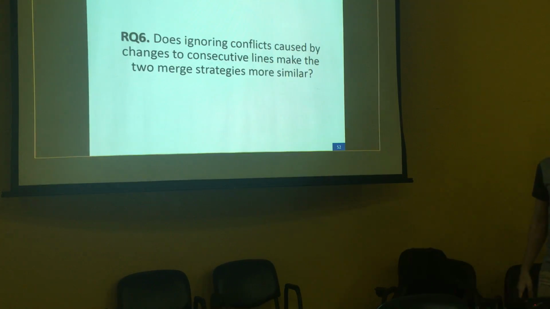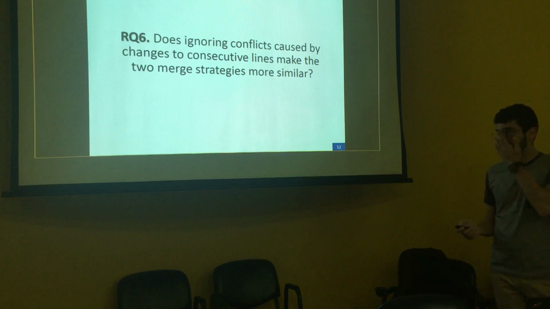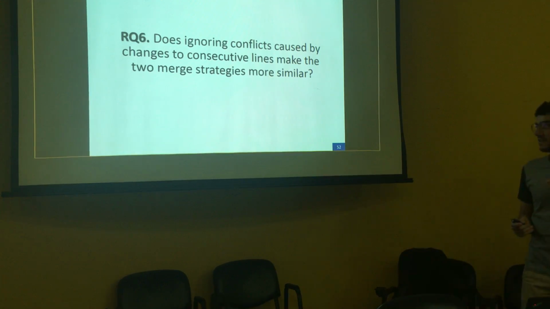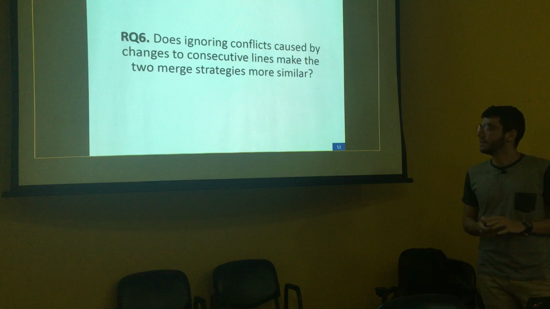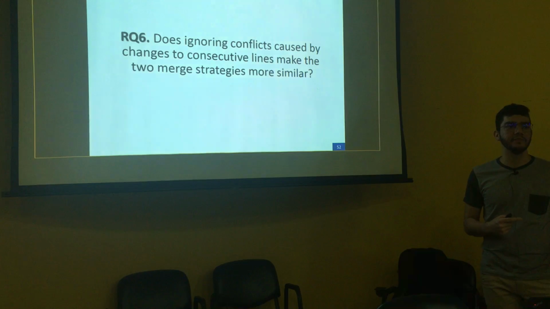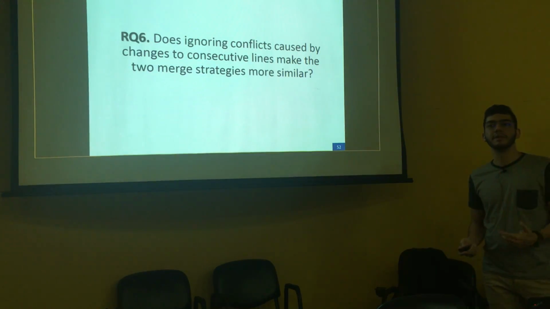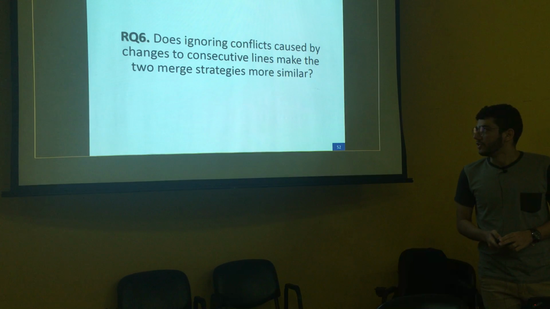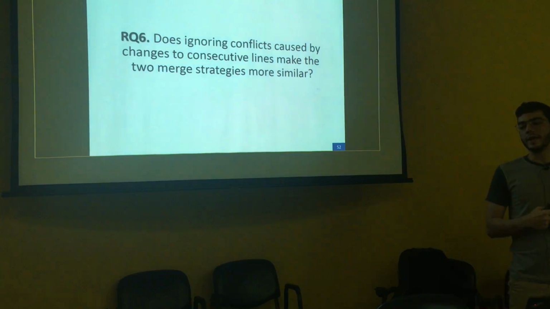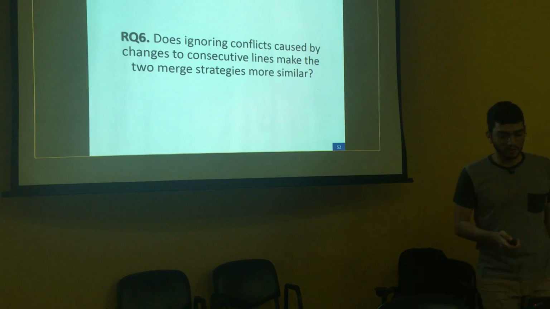And finally, question number 6: does ignoring conflicts caused by changes to consecutive lines make the two strategies more similar? The hypothesis here is that if semi-structure merge was able to resolve consecutive lines conflicts, its output would be more similar to structure merge. So to answer this research question, we check whether semi-structure merge conflicts are because of changes in consecutive lines, and we contrast the results of previous research questions with and without consecutive lines.